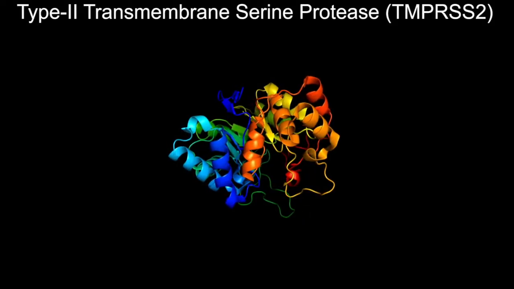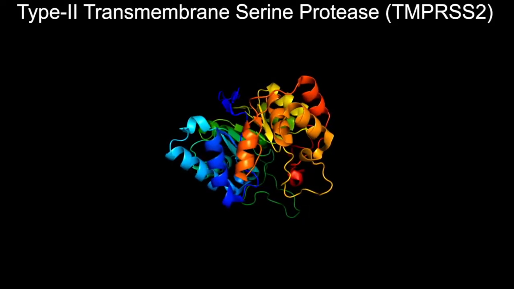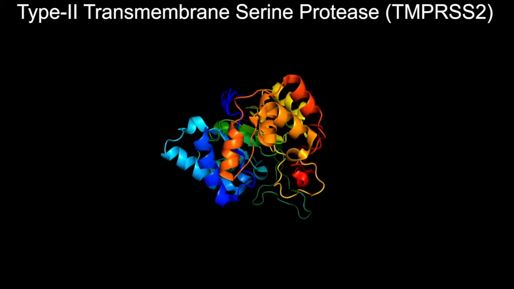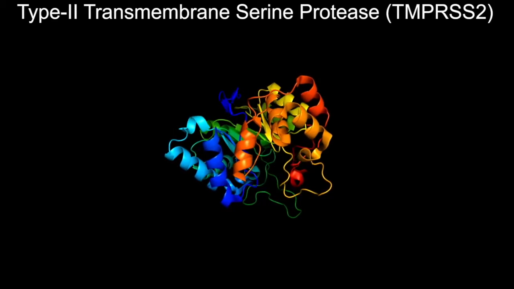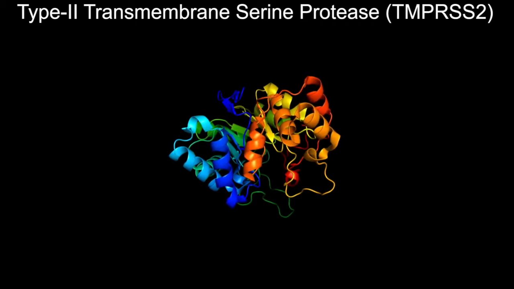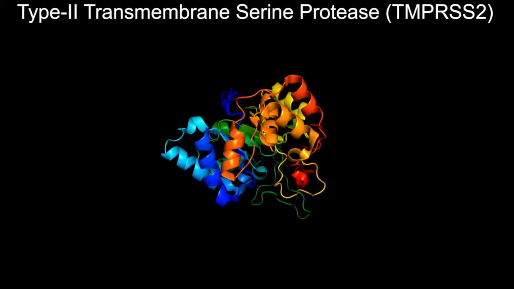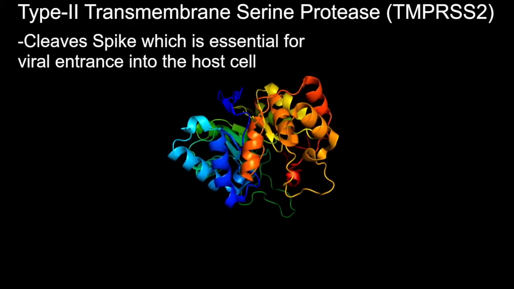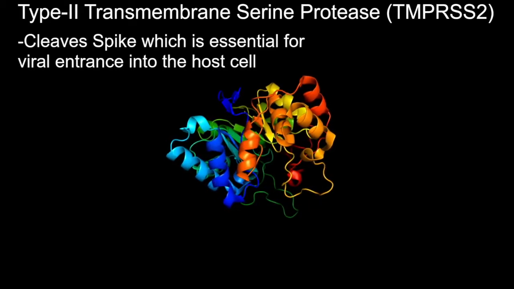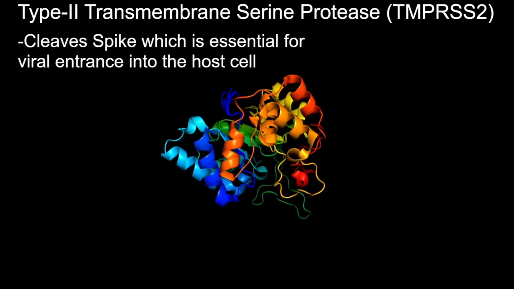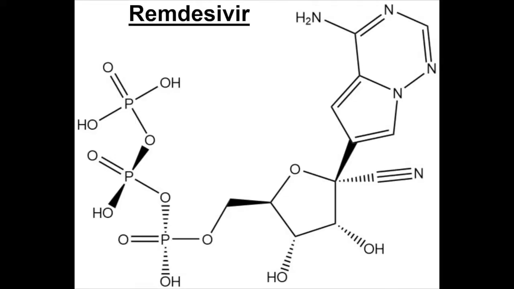Not only does remdesivir bind to NSP12, but it can also bind to the type 2 transmembrane serine protease, TMPRSS2. The type 2 transmembrane serine protease cleaves a COVID-19 protein called spike that is essential for viral entrance into the host cell. In order to prevent viral invasion, remdesivir binds to the type 2 transmembrane serine protease with an MF score of -109.4.